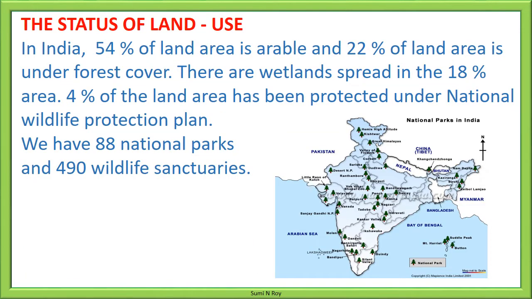Now let us see the status of land use in India. In India, 54% of land area is arable and 22% of land area is under forest cover. There are wetlands spread over 18% of the area. 4% of the land area has been protected under the National Wildlife Protection Plan. We have 88 national parks and 490 wildlife sanctuaries.